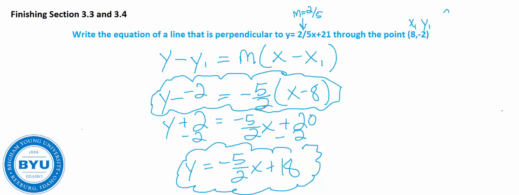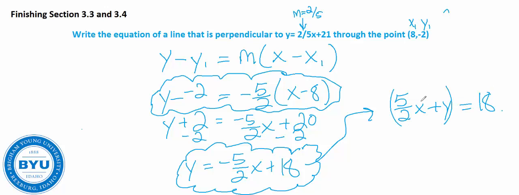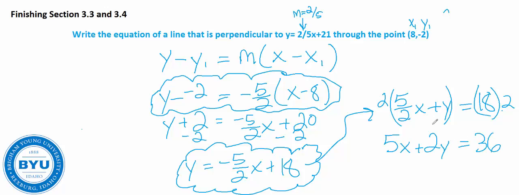If they wanted it in standard form, to get standard form, we got to get x's and y's to the same side. So I'd have to move the 5/2 x over. So it'd be 5/2 x plus y equals 18. And then I would multiply both sides by 2 to get rid of the fractions. Remember, no fractions in standard form. So I get 5x plus 2y equals 36. So you can write that answer 3 different ways.